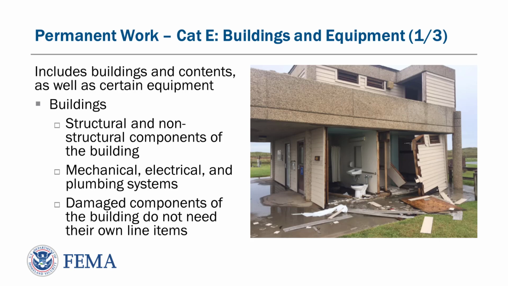Category E, buildings and equipment, includes structures and contents, as well as certain equipment. Buildings should include structural and non-structural components of the building and mechanical, electrical, and plumbing systems. Each building will be on its own damage inventory line item. Damaged components of the building do not need their own line items. Things like windows and doors, drywall, flooring, ceiling tiles, cabinets, siding, HVAC, chillers, and pumps. The site inspector or validation specialist will input the components into the DDD of the building.